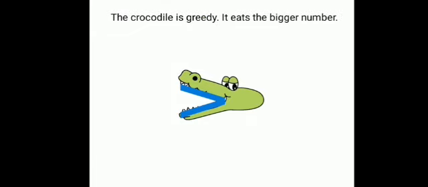Kids, don't you think so? The sign here is somewhat similar to this greedy crocodile's mouth, which wants to eat bigger things. Is it so? Yes, it is. So can we compare this sign with the crocodile's mouth? Yes, we can. And always remember this thing. The crocodile is greedy and it wants to eat the bigger number. So, see, 4 is greater than 2, so the mouth of the crocodile is towards number 4.